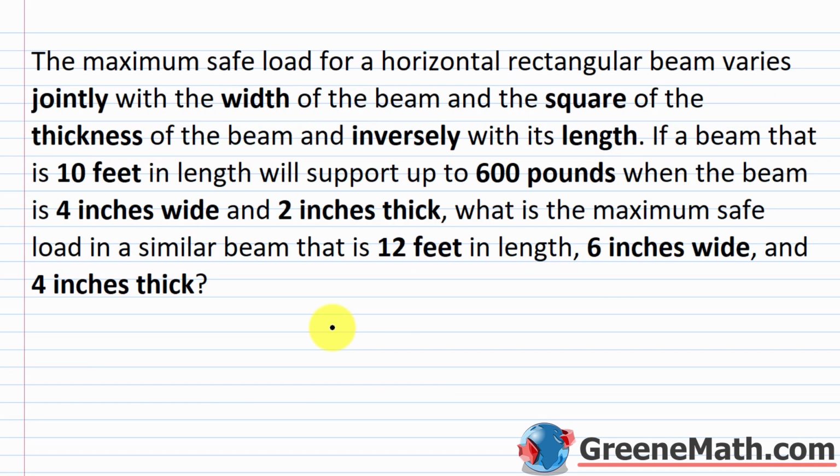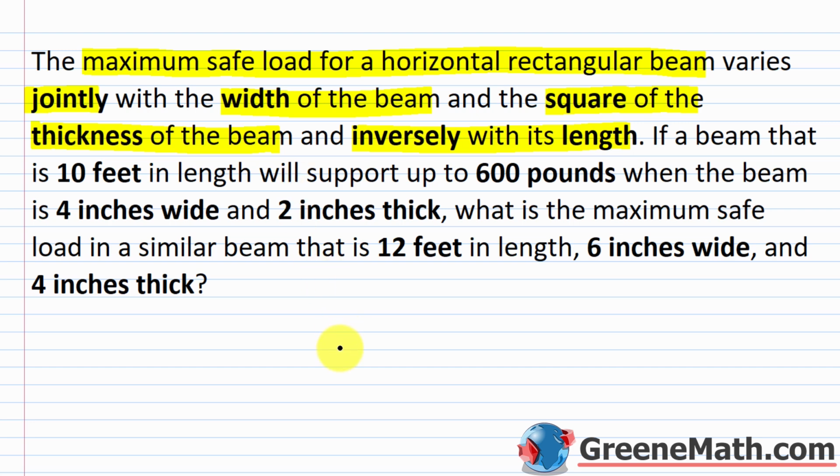All right, for the last problem, we're going to see combined variation. So this is not something I can give you a model for, but essentially this scenario occurs when you have different types of variation mixed into the same problem. So going through this, we have the maximum safe load for a horizontal rectangular beam. Let me just highlight that right there. It varies jointly with the width of the beam and the square of the thickness of the beam, and inversely with its length. So let's stop for a moment.